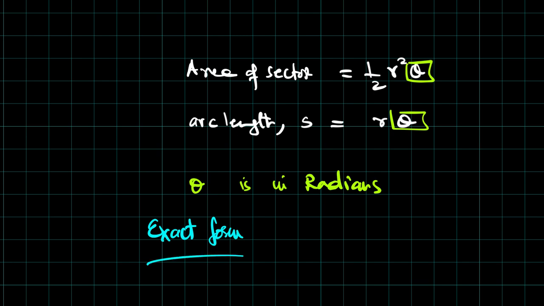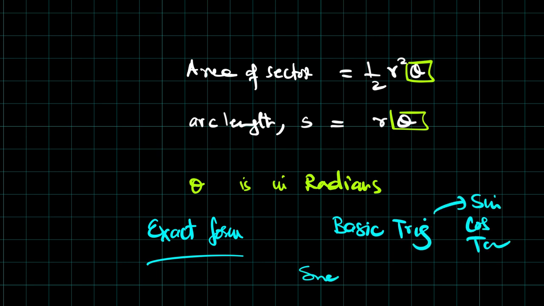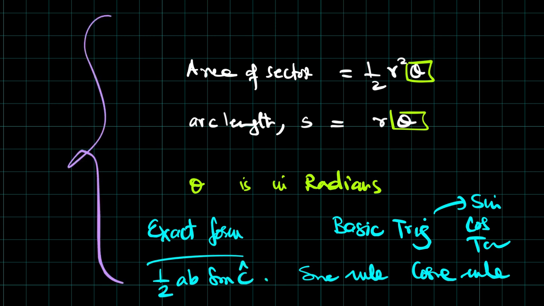Naturally, you would be using basic trigonometry, which is either sine or cos or tan, or maybe the sine rule or cosine rule, or the area of a triangle, which is half AB sine C. So getting this all together, that will earn you success in your upcoming exams.